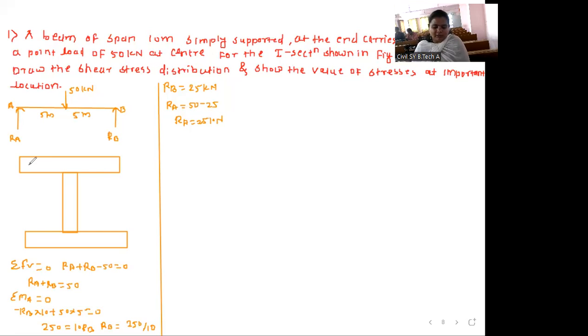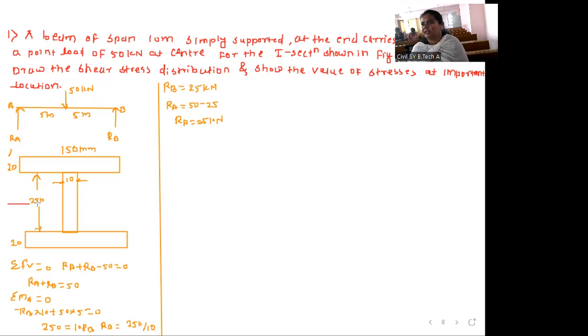Now we will focus on this. This is the 150 mm, so this is AB. The 150 distance. This distance is 20, this distance is again 20, this distance is 10, this distance is 10, and this distance is 250. First, we will mark the neutral axis.